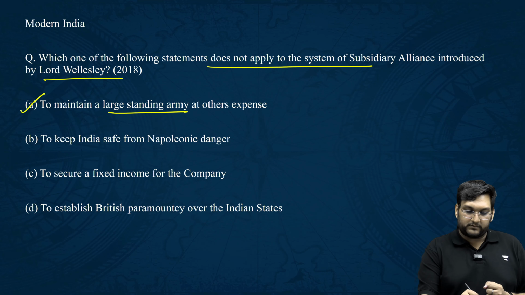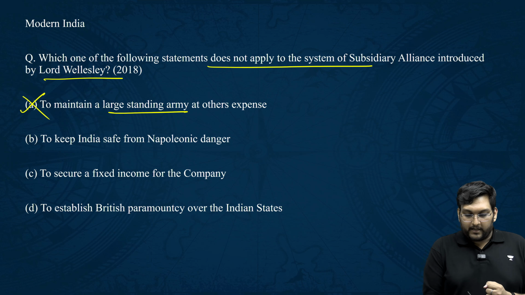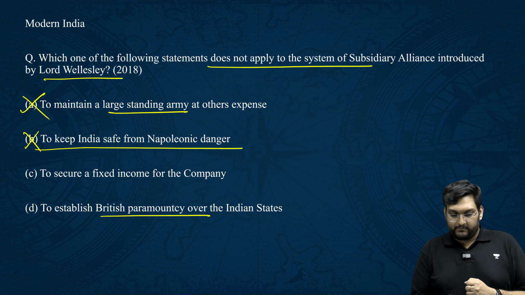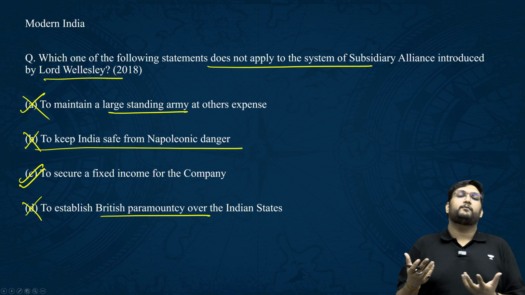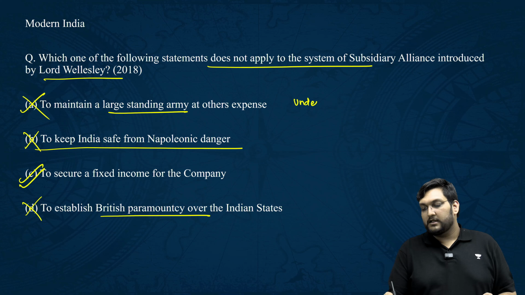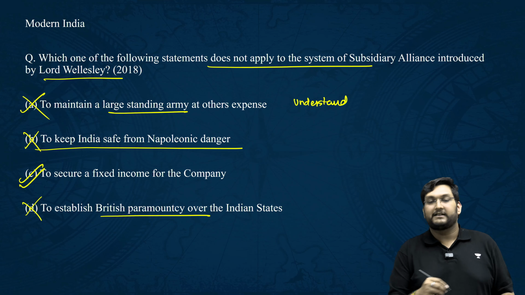So a large standing army was one of the purposes, so this is not the option. Keeping the Napoleonic danger away, yes, this was also one of the reasons. Establishing paramountcy, yes, and the answer was that there was no income component to the subsidiary alliance. Now this is called an understanding based question, where you need to apply yourself and your understanding.